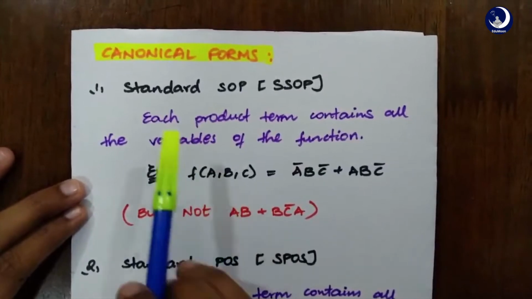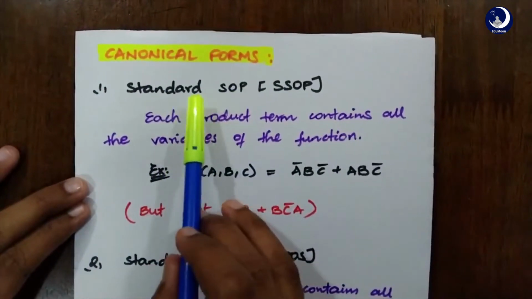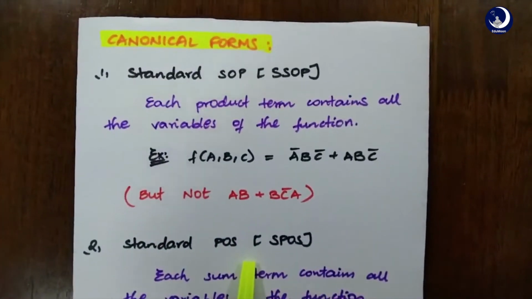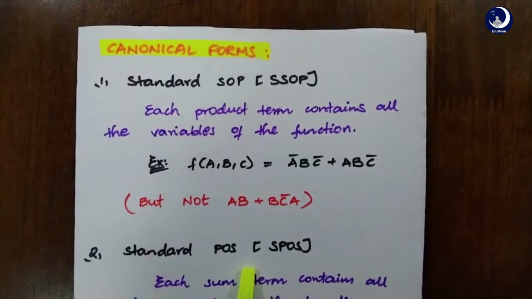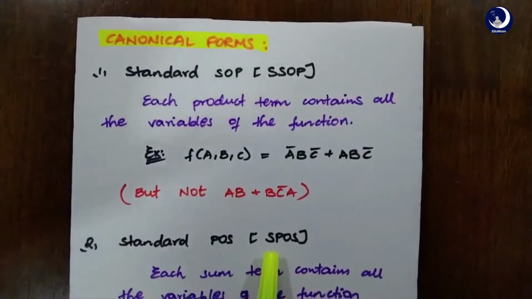Now let's see canonical forms. Canonical forms are of two types, which are standard SOP and standard POS. Previously we have mentioned only SOP and POS. Now what are the standard SOP and standard POS, and why do we need them?